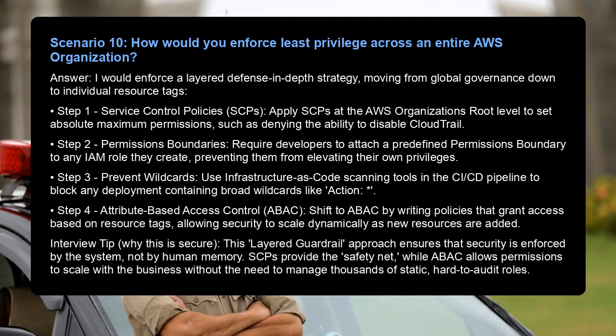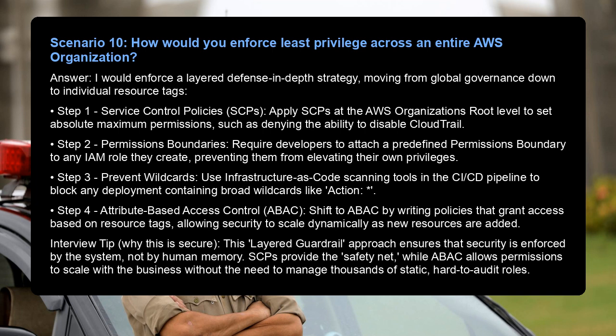Scenario 10. How would you enforce least privilege across an entire AWS organization? Answer: I would enforce a layered defense-in-depth strategy, moving from global governance down to individual resource tags. Step 1. Service Control Policies, SCPs.